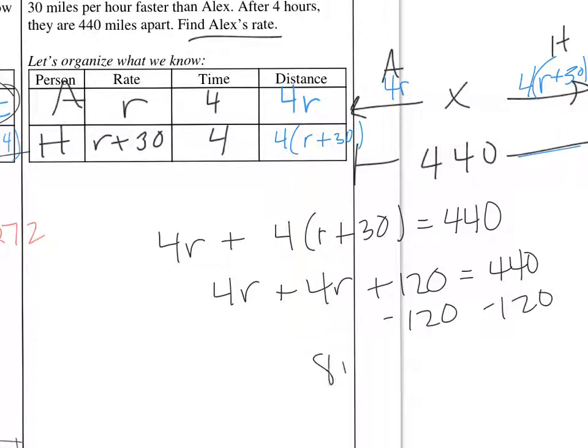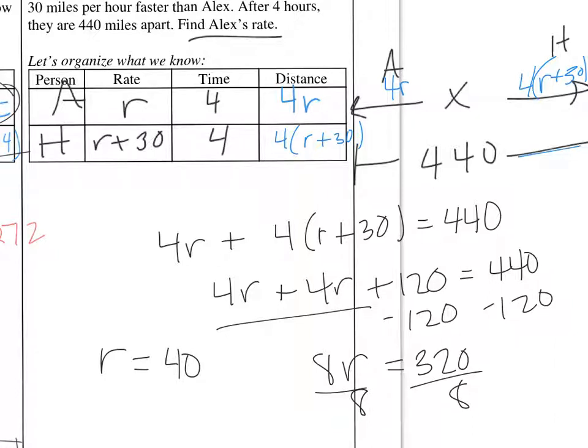So I'm going to get 8r equals 440 minus 120, which is 320, and divide by 8. So r equals 320 divided by 8 is 40. So Alex travels, because that's what the r is right here, 40 miles per hour. And we weren't asked, but Haley travels 70 miles an hour because r plus 30 is going to be 70.